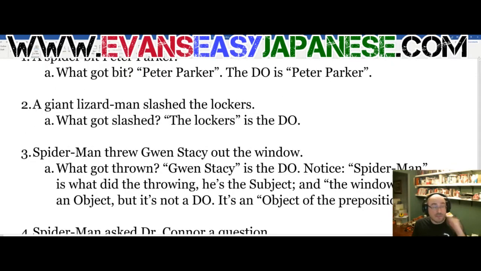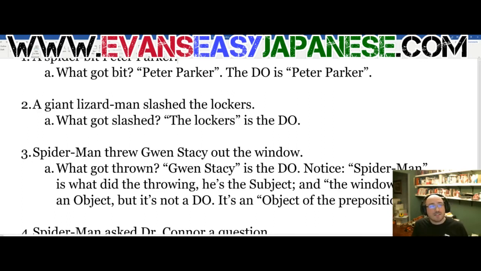A giant lizard man. Sorry, my eye is itching. Well, no, my eye is itchy, and I was itching while scratching. Anyway. A giant lizard man slashed the lockers. Apparently, I was just watching a Spider-Man movie, the one with Andrew Garfield. He's the best Spider-Man out of all of them. Sorry, everyone else who sucks.